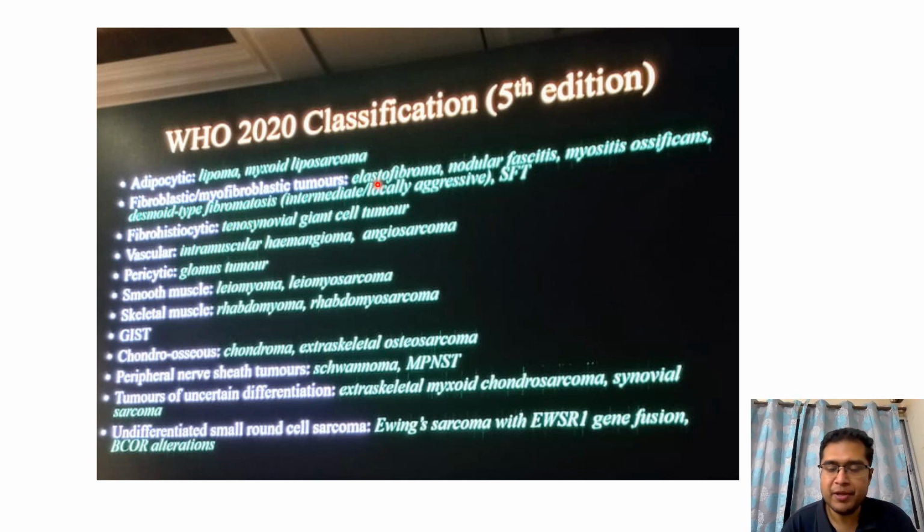So the entity PVNS has been scrapped and included in the tenosynovial giant cell tumor category. Vascular tumors include intramuscular hemangioma, angiosarcoma; pericytic tumors, that is glomus tumor; smooth muscle tumors, that is leiomyoma, leiomyosarcoma, and so on and so forth.